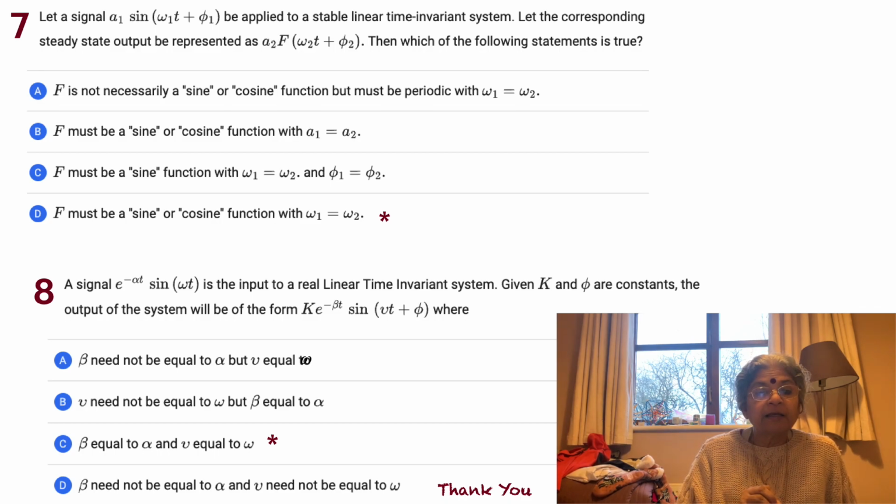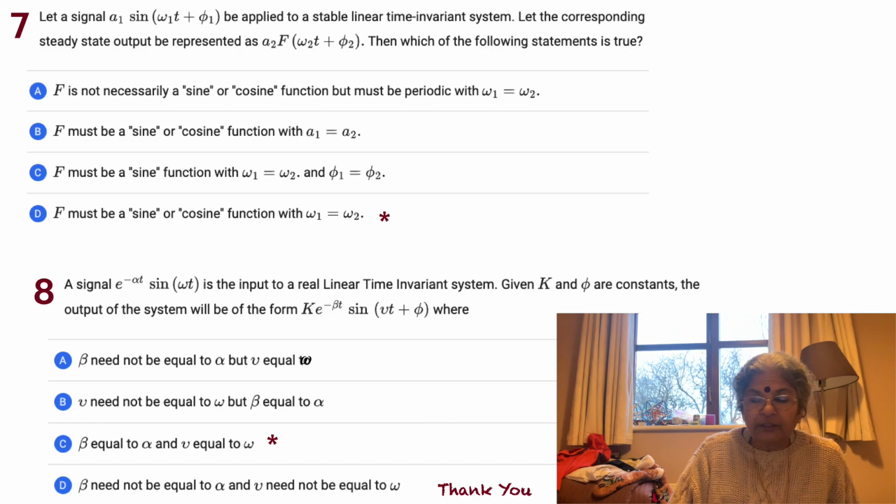One is e raised to minus alpha t, so that has to be retained in the output. Its reflections will be found on the output. Similarly, sin omega t will also be available at the output as a sine function or as a cosine function with the omega retained. Similarly, e raised to minus alpha t needs to be retained. Okay, so this is no doubt general about the linear time invariant system. The output k may be different, but e raised to minus beta t will be the same as e raised to minus alpha t, and sin vt will be sin omega t.